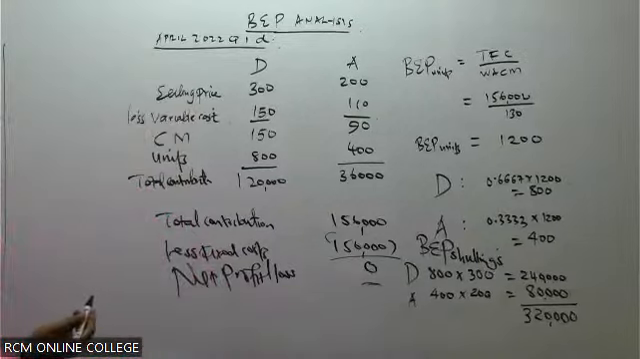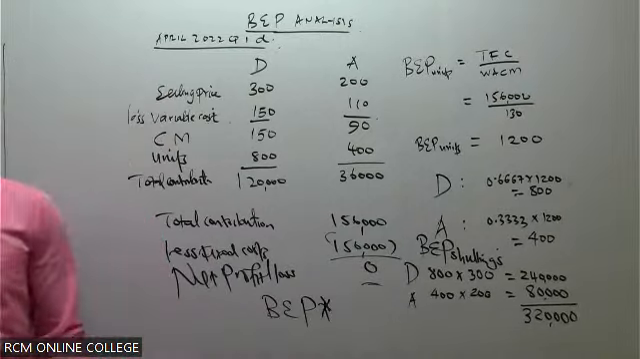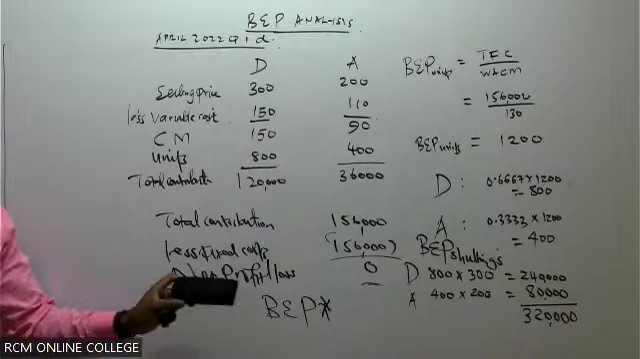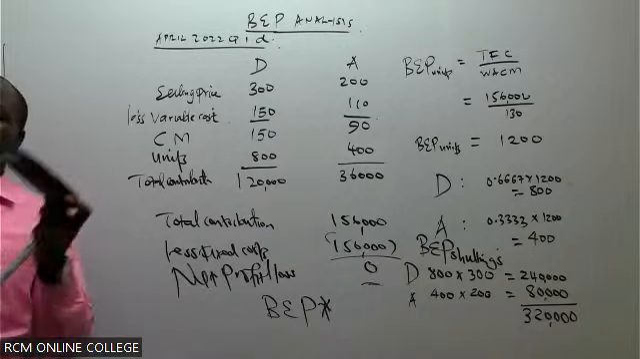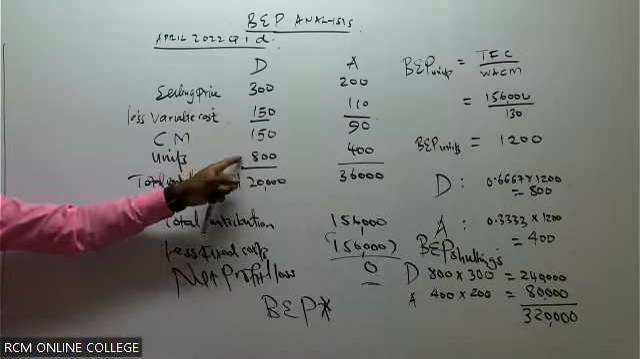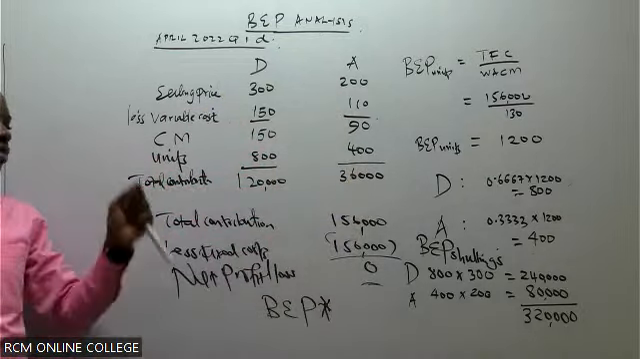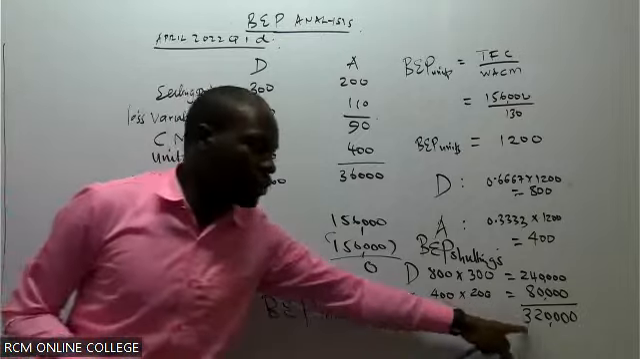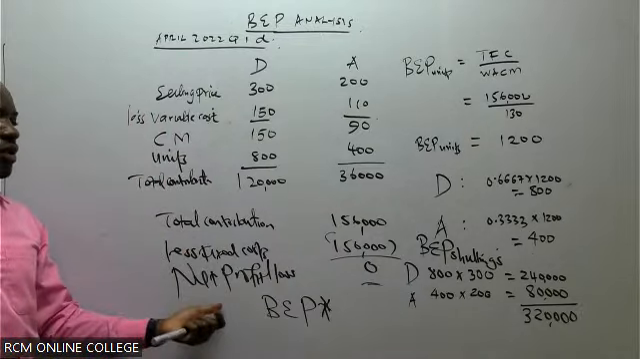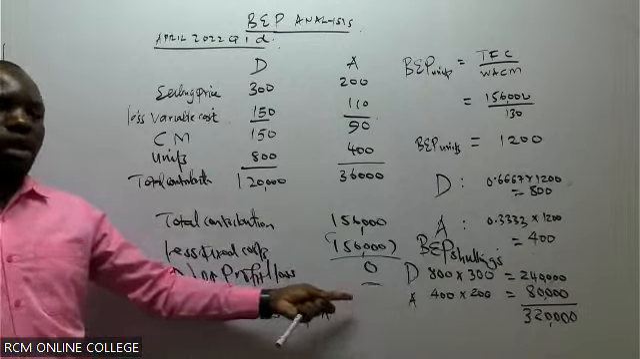What is this concept of break-even point? The concept of break-even point is that it is the quantity or the total revenue we are supposed to receive for us not to make any loss, for us not to make any profit. At this point, when we sell 800 units of D and also sell 400 units of A, we are going to have a total revenue of 320,000. Then we less the variable cost, then we less the fixed cost for us to be able to get net profit. And at the end of it, our net profit is 0.